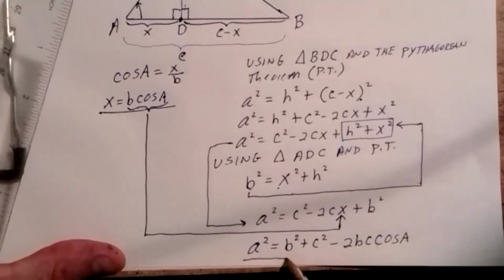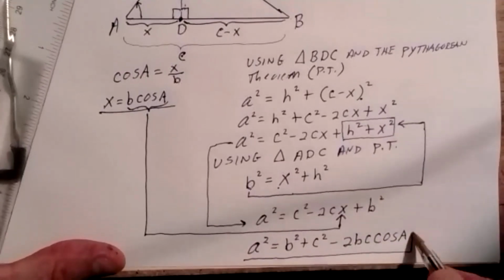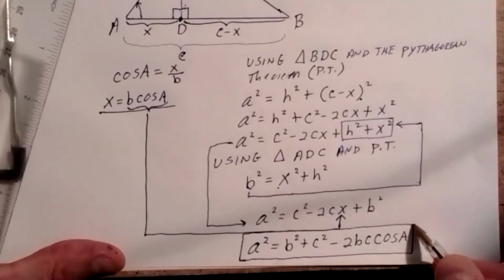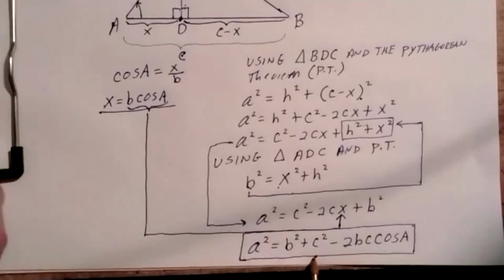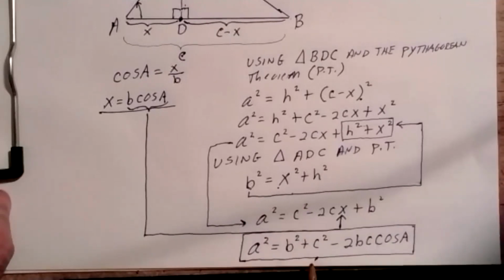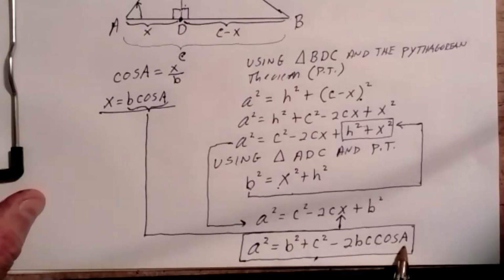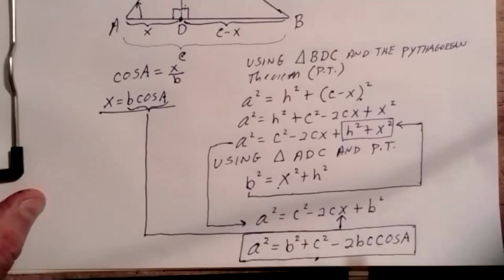Ladies and gentlemen, you are looking at one of three forms for what's called the law of cosines. Right there, that's one of three forms of the law of cosines. Side a squared equals side b squared plus side c squared minus 2 times the length of side b times the length of side c times the cosine of angle A. That's called the law of cosines.